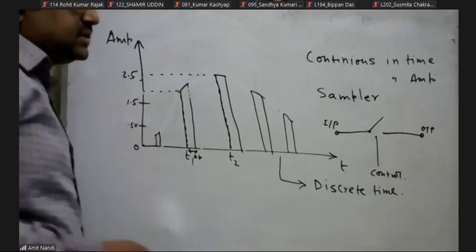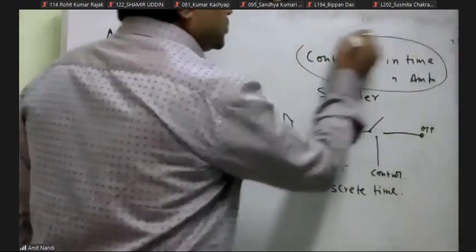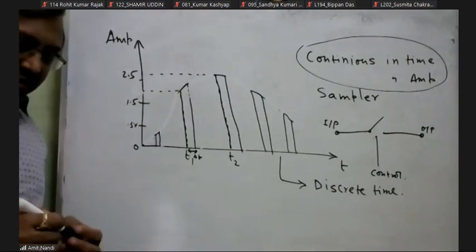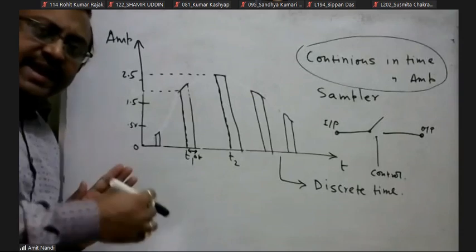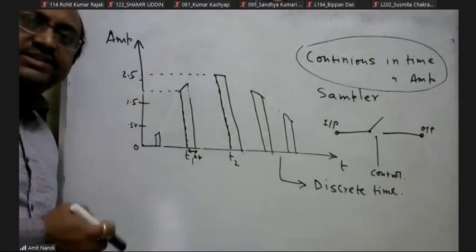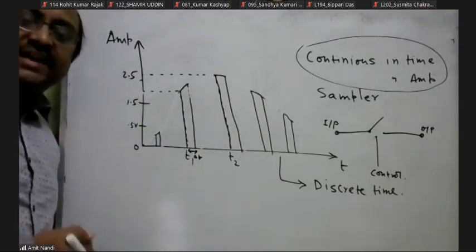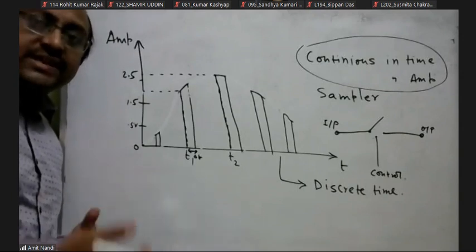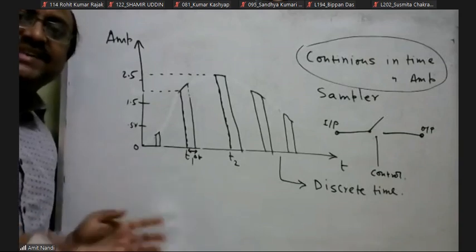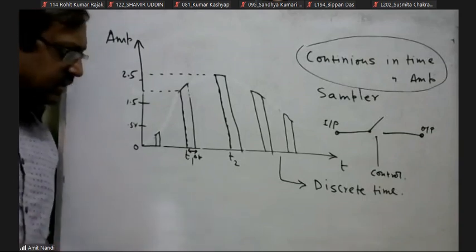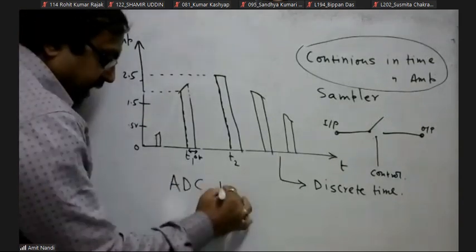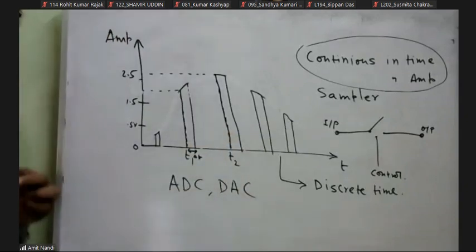Now in this syllabus we basically discuss this portion, that is continuous in time and continuous in amplitude. If we need to convert any analog signal into a digital signal, or a digital signal into an analog signal, then we require a circuit called an analog to digital converter or digital to analog converter, ADC or DAC circuit.